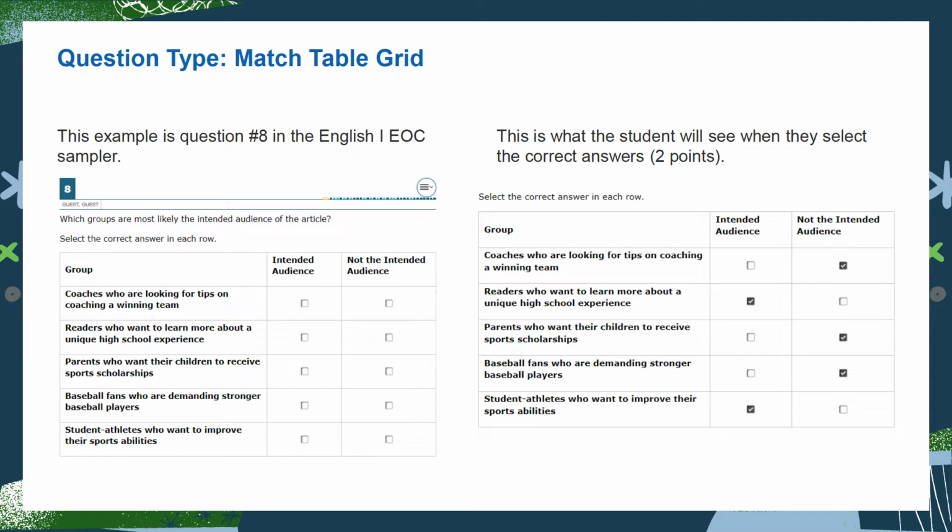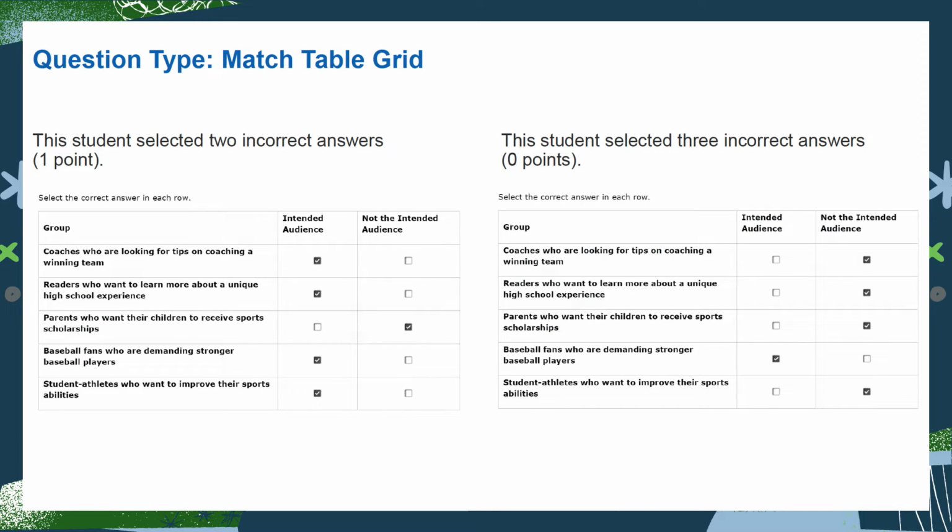A matching table grid is another type of question our students might see. In this example, you can see the question, which groups are most likely the intended audience of the article? For each item in the row, students decide, is this group the intended audience or not the intended audience? And they mark their selection. To get full credit, students would need to select all of the correct answers. In this example, which has 5 answer choices, if a student selects 2 incorrectly, they still could receive 1 point credit. However, 3 incorrect answers would yield them 0 points.